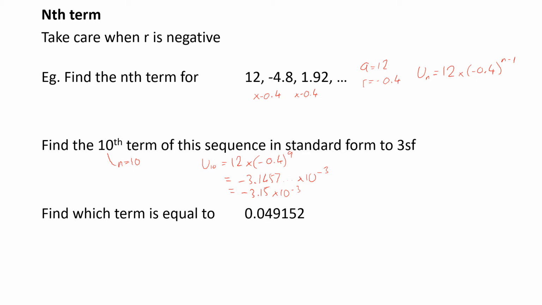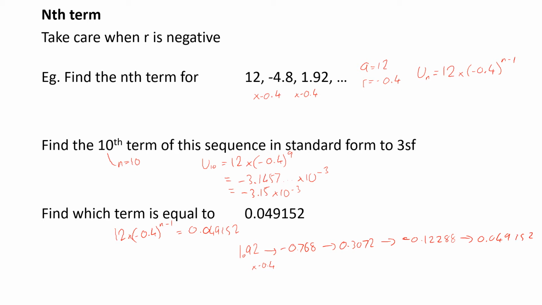So we're saying that 12 times minus 0.4 to the n minus 1 is equal to this 0.049152. What I'm going to do instead is I'm just going to continue the sequence. I'm just going to say, well, if I had 1.92 and times it by minus 0.4, what would I get? I would get minus 0.768. And then after that, I would get 0.3072. And then after that, I would get minus 0.12288. After that, I would get the one I'm actually looking for.